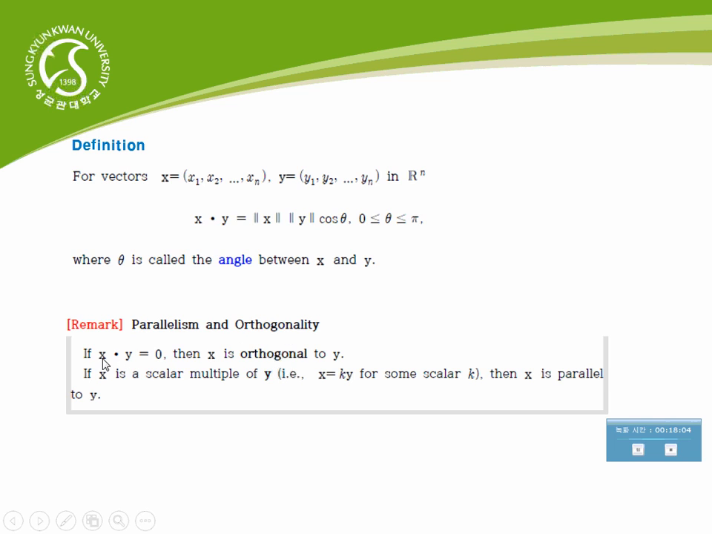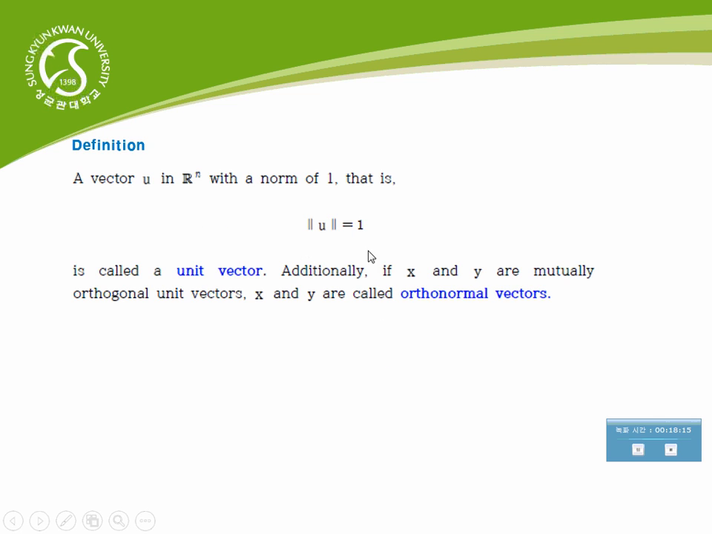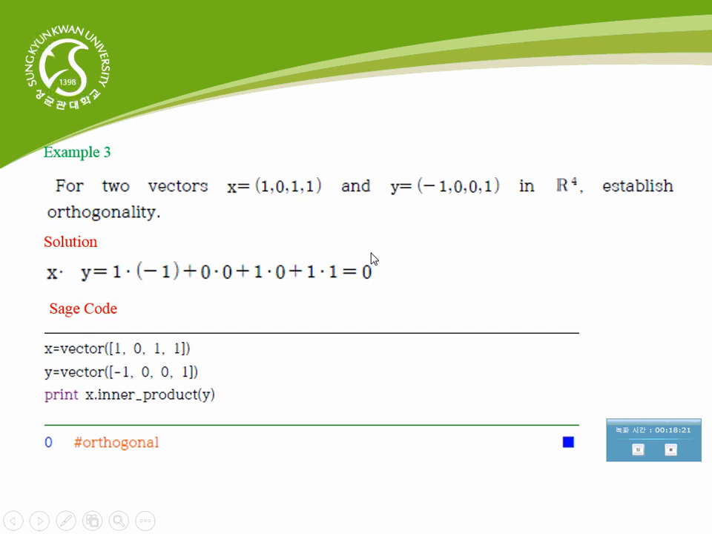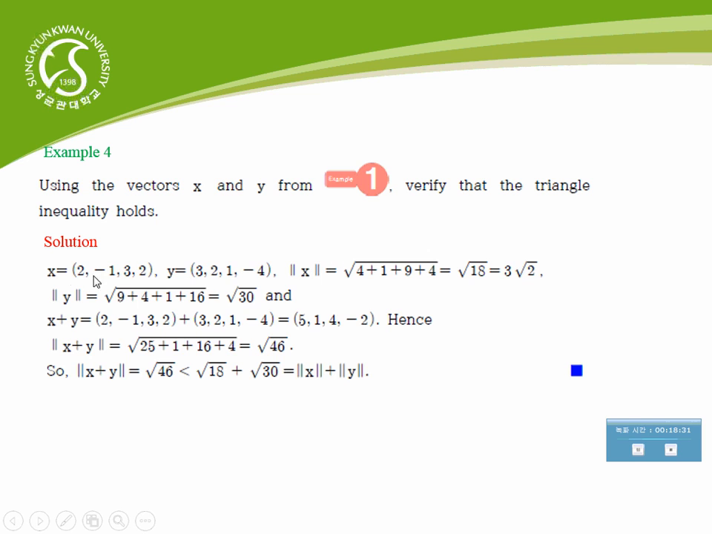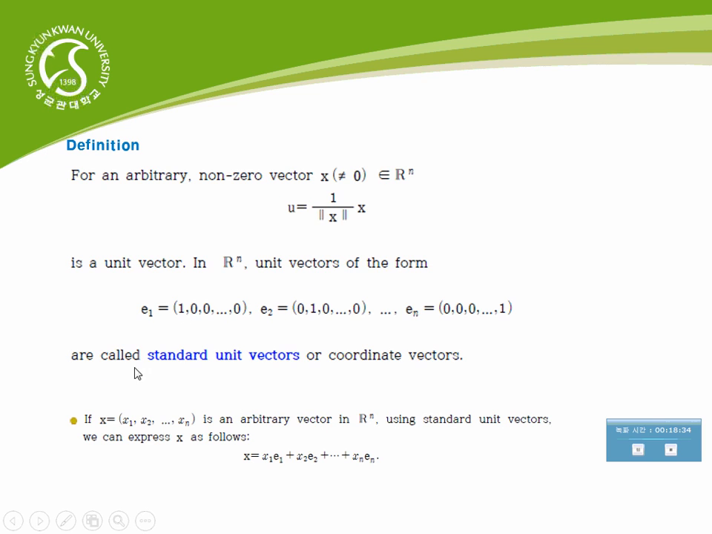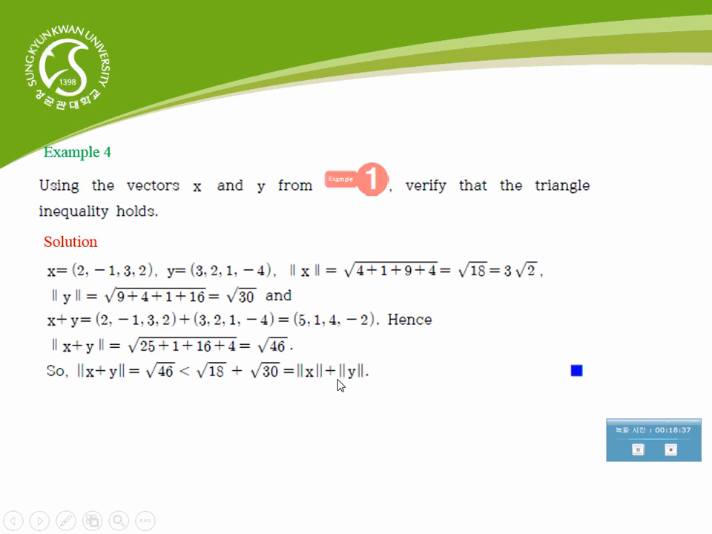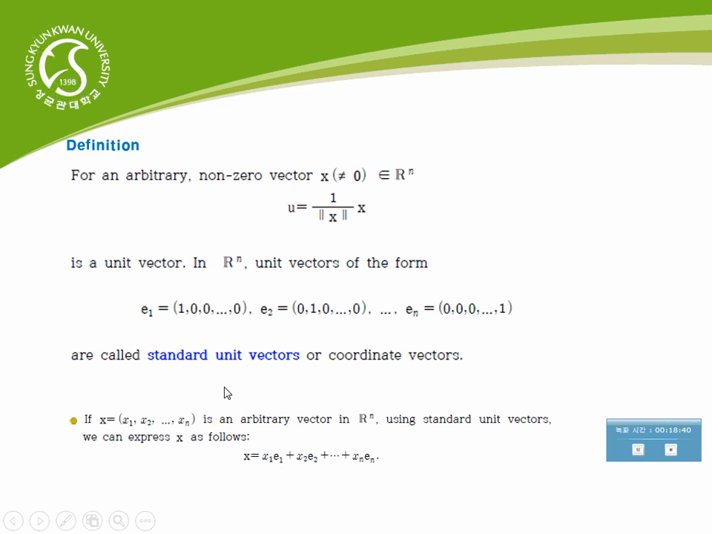Orthogonality: when the inner product of two vectors is 0, then we call x orthogonal to y. And a unit vector is one whose length, or norm, is equal to 1. And the inner product can be found in this way. And the triangle inequality can be derived from the Cauchy-Schwarz inequality. And you can find the norms and the distance, and you can check the triangle inequality and Cauchy-Schwarz inequality hold for arbitrary vectors in Rn.